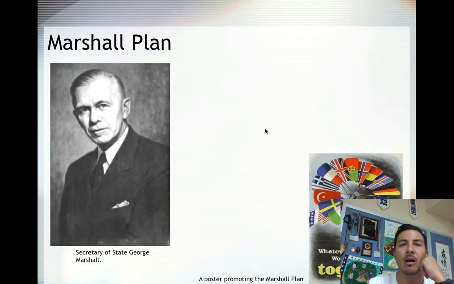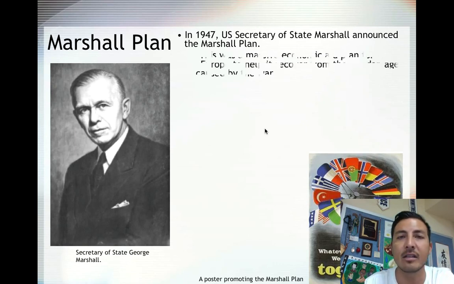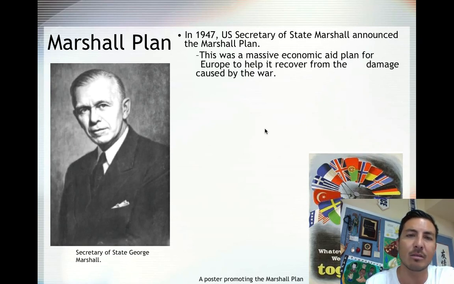Okay. The Marshall Plan. He is the Secretary of State. He is basically in charge of, I don't know, talking to other countries around the world. That's what a Secretary of State does in the United States. And what he creates is something called the Marshall Plan.